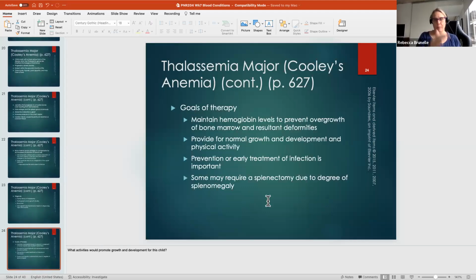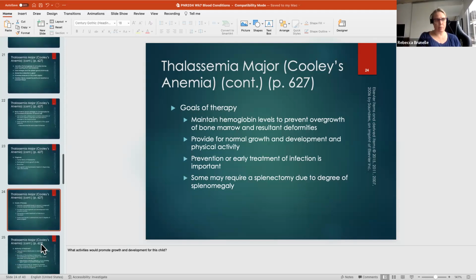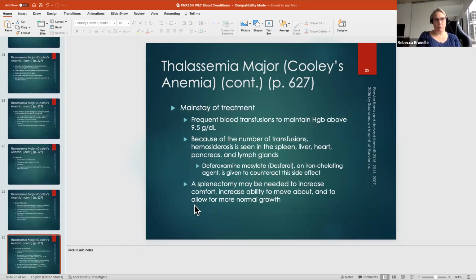The main therapy is to try to get them up to an adequate hemoglobin level, so you do repeat blood transfusions. And this is the same thing: they can end up with sequestration. They can have problems with their spleen, so sometimes they end up getting a splenectomy. And because of the number of transfusions, I think they're at higher risk for iron deposits. So they get this medication that we talked about with sickle cell disease that helps chelate, or bind, that iron and move it out of the body.